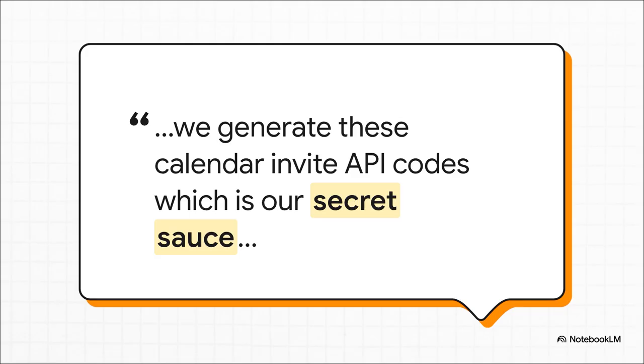And get this, the source material itself calls this code its secret sauce. And you know what? For good reason. This tiny little piece of code is the magic ingredient, the real IP that turns a static, boring calendar entry into a living, breathing object that can be tracked and updated no matter where it gets shared.